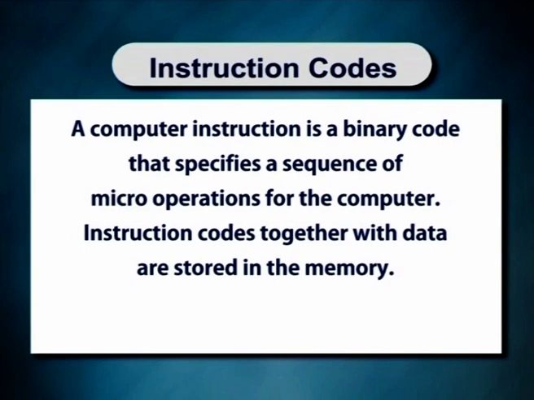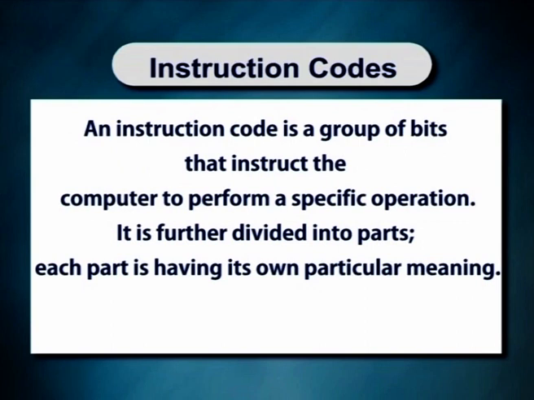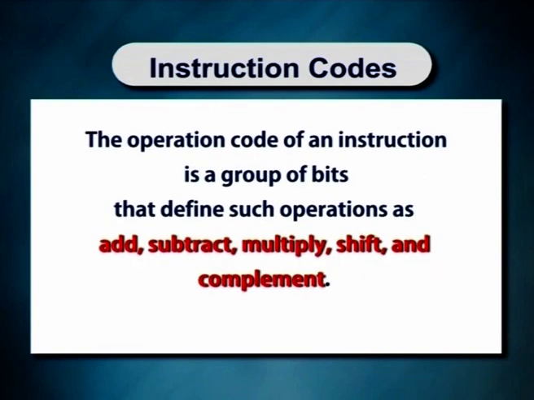Instruction codes together with the data are stored in the memory. An instruction code is a group of bits that instruct the computer to perform a specific operation. It is further divided into parts. Each part has its own particular meaning. The operation code of an instruction is a group of bits that define such operations as add, subtract, multiply, shift and complement. We must understand the relationship between a computer operation and a micro operation.